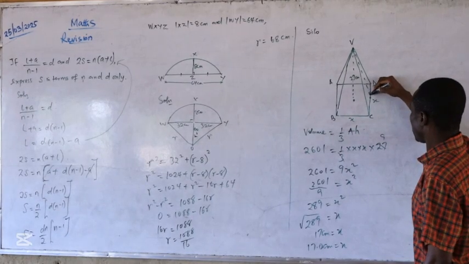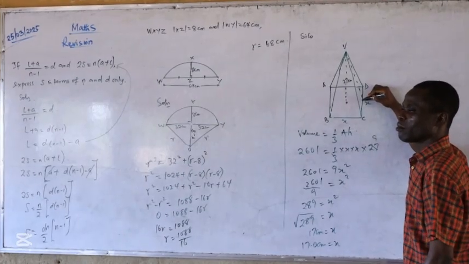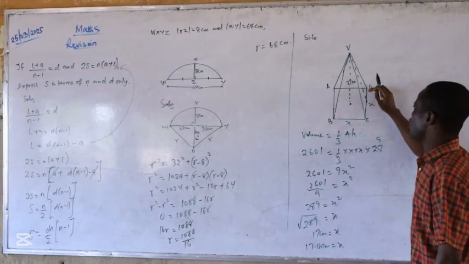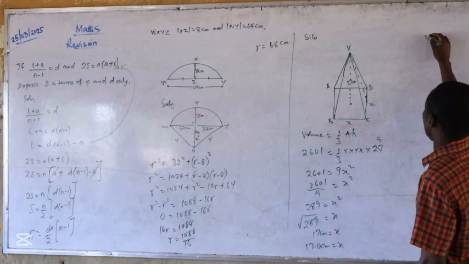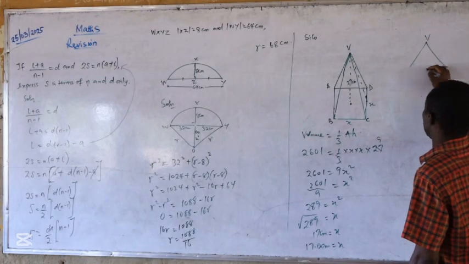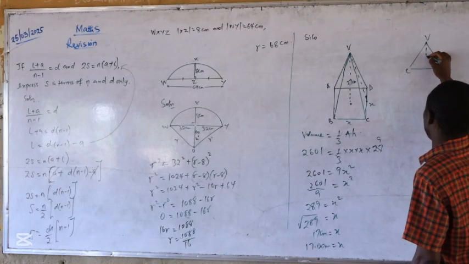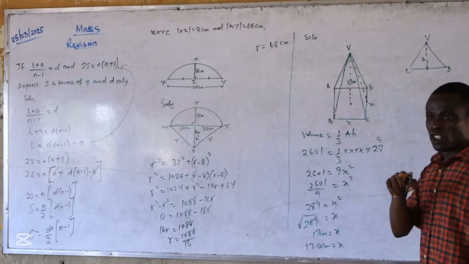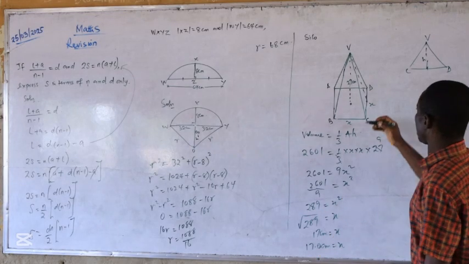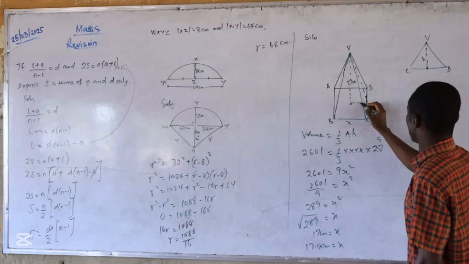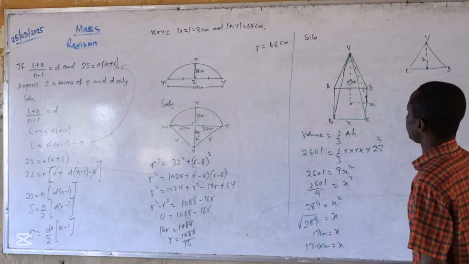I can draw a line. This line is the height of this triangular face. Look at this, when you have this, B, C, D. This is the height of the triangle, not the height of that pyramid. Then I will now join this one to the center. I will join this to the center.